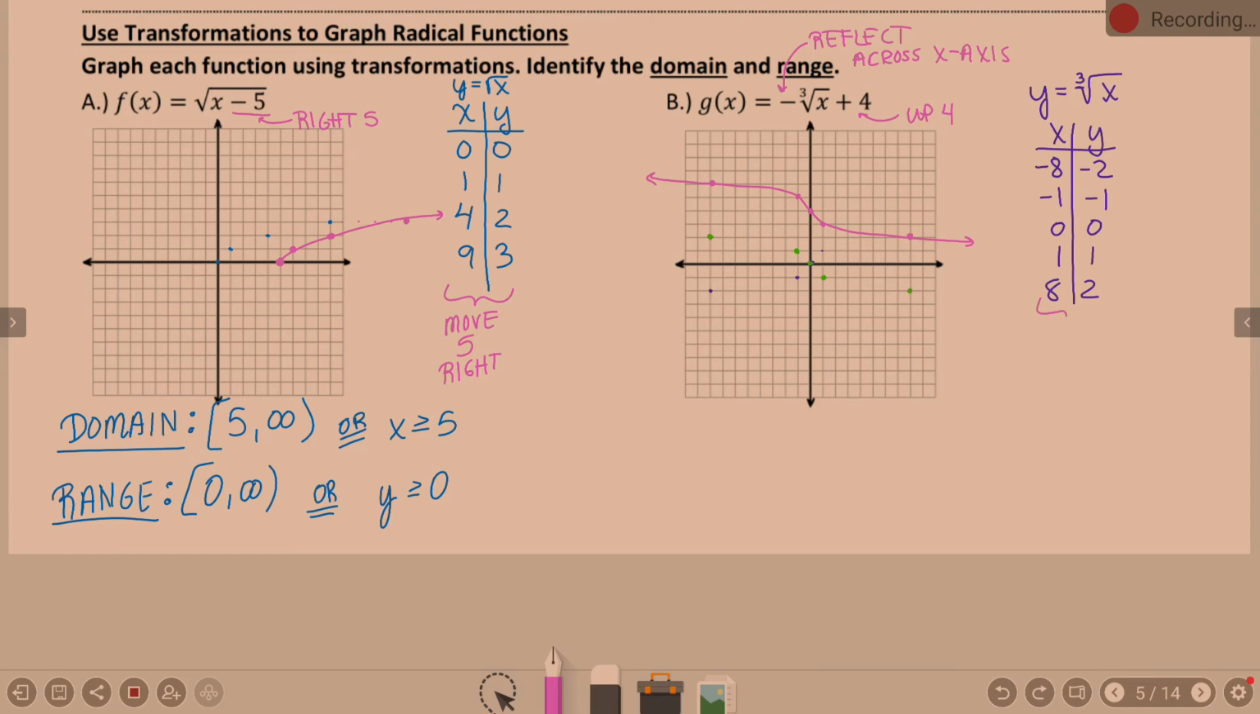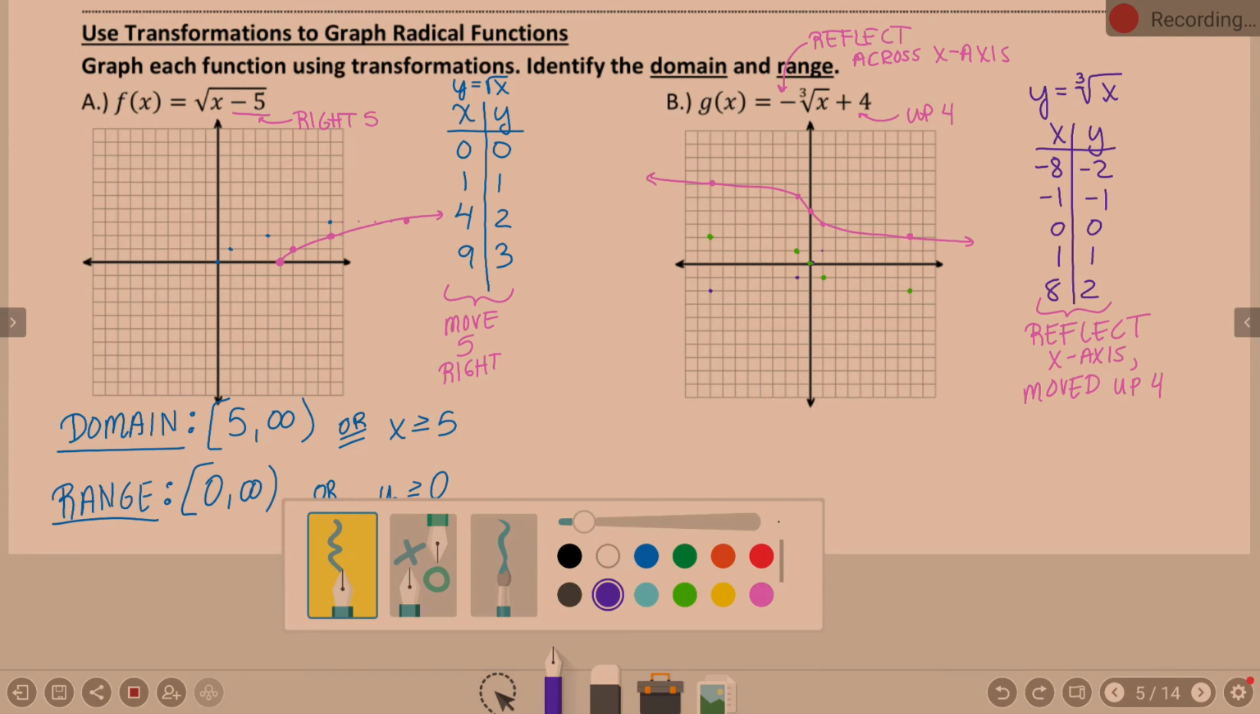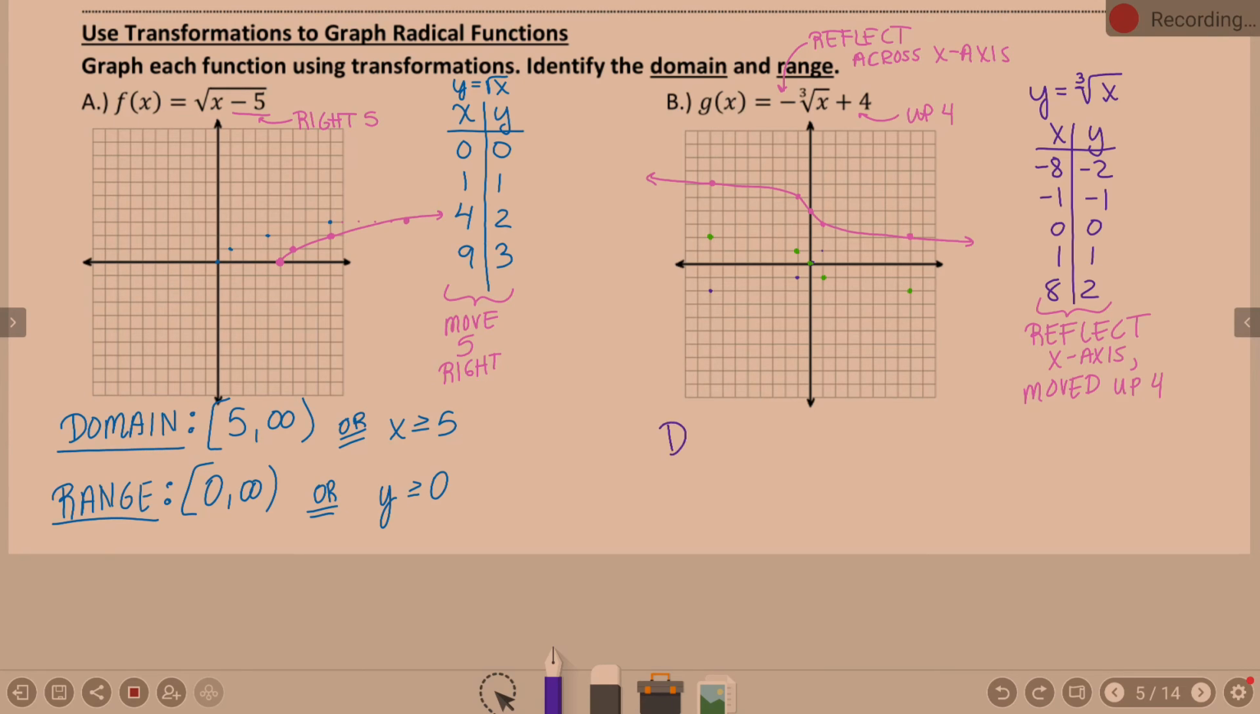So what did we do? We took these points. I'm just writing myself a note here. We reflected. And that was reflected across the x-axis. And then we moved up 4. And by all means, take less steps when you do it. Okay? Not against that at all. Before we move on, we do need to talk about domain and range.